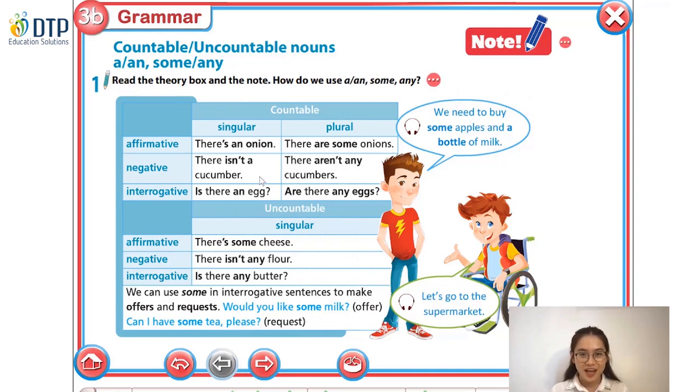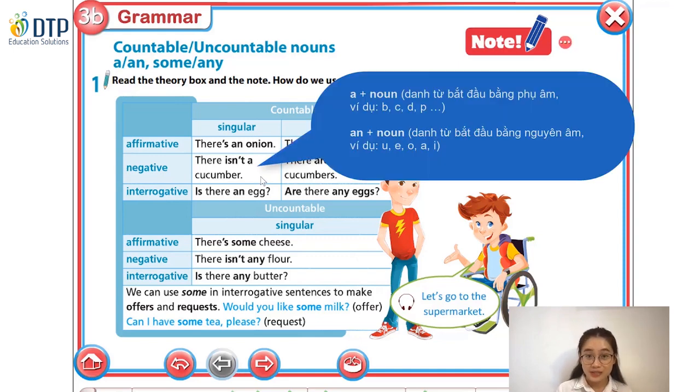And bear in mind that we use a before nouns that begin with a consonant. For example, a cucumber. Okay? Và chúng ta sử dụng mạo từ a trước những danh từ bắt đầu bằng một phụ âm, chẳng hạn như là a cucumber. And we use an before nouns that begin with a vowel. For example, an onion, an egg. Và chúng ta sẽ sử dụng mạo từ an trước những danh từ bắt đầu bằng một nguyên âm, chẳng hạn như là an egg hoặc là an onion, an apple.